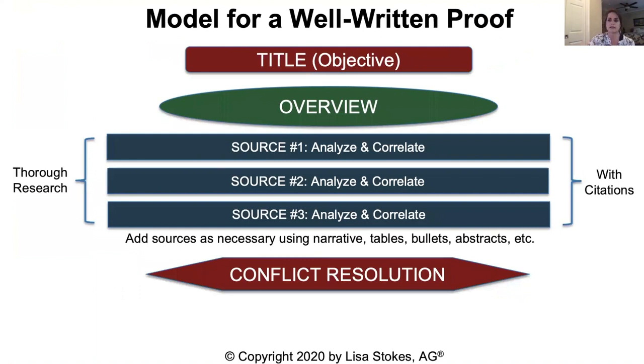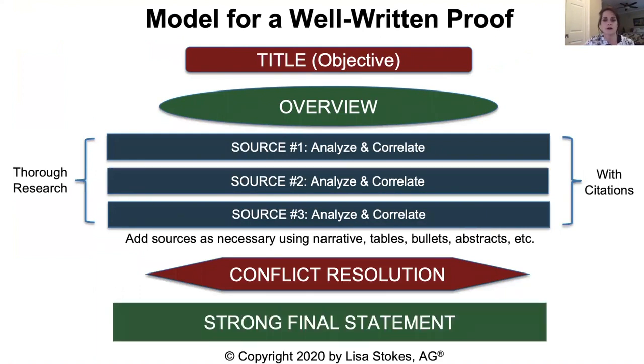The last element in the model is to wrap everything up with a strong final statement. While presenting the sources in the body of the proof, a well-reasoned conclusion has already been developed and presented. The strong final statement has a different purpose, which is to remind the reader of the conclusion in simple terms at the end of the proof. Remember that the final statement is not the place to add new information or new sources or new evidence.